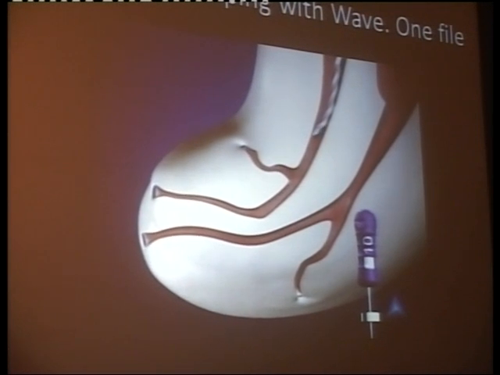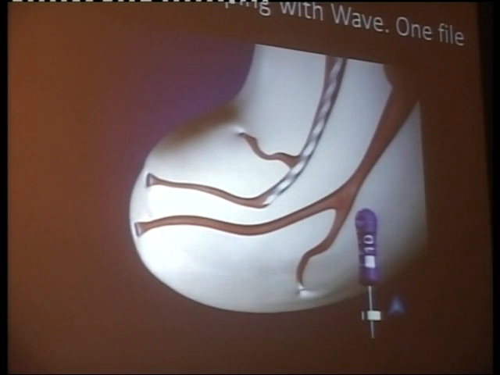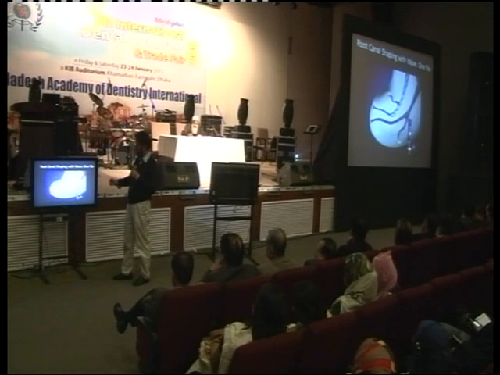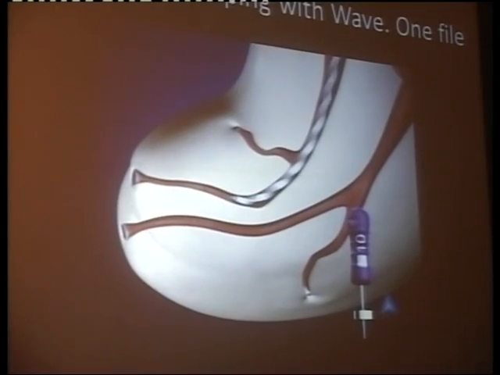The number 10 file again. How is the 10 file used? You see, it is not continuous motion. Just clockwise, anticlockwise, clockwise, anticlockwise, forward movement, clockwise, anticlockwise, and forward movement. No continuous motion.